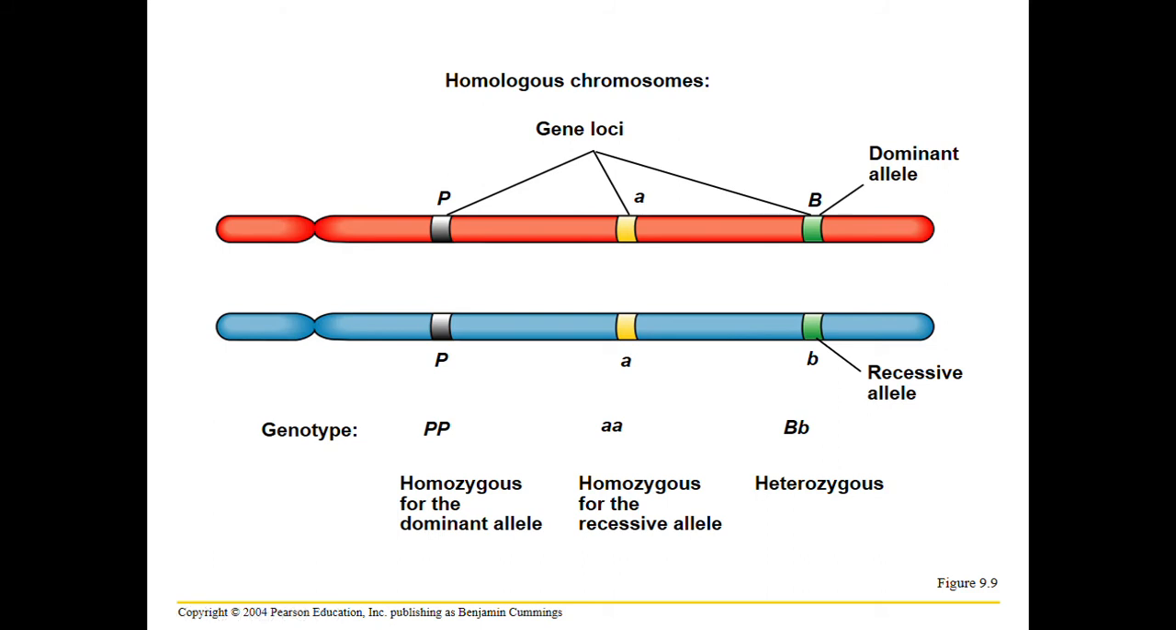So with heterozygous, again, just to reiterate, the big B is, in this example, the dominant allele. The little b is the recessive allele. So what we would see is the trait for the big B, because dominant overshadows the recessive.